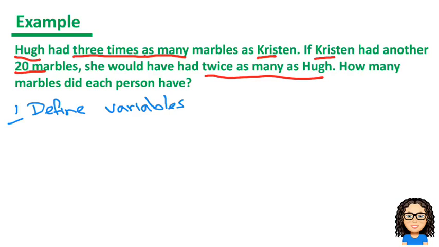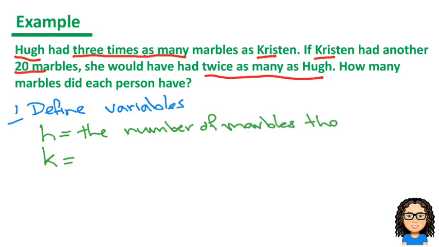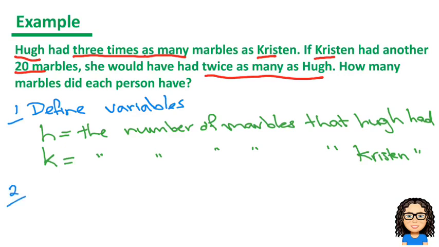So there are 2 people, okay? There is Hugh and there is Kristen. And we've been asked to find out how many marbles they each had. So I'm going to say let H equal the number of marbles that Hugh had. And K is going to be the number of marbles that Kristen had. Okay, so that's my first step, to define my variables. The second step is to write the equations.